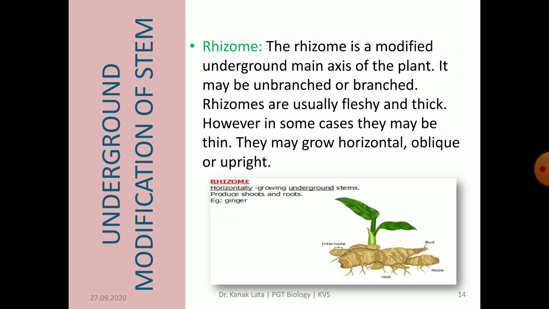Another underground modification of a stem is rhizome. It is a modified underground main axis of the plant which may be branched or unbranched. Rhizomes are usually fleshy and thick, but in some cases thin also. Rhizomes may grow horizontal, oblique or upright. It is commonly seen in ginger. You may here see in the figure.